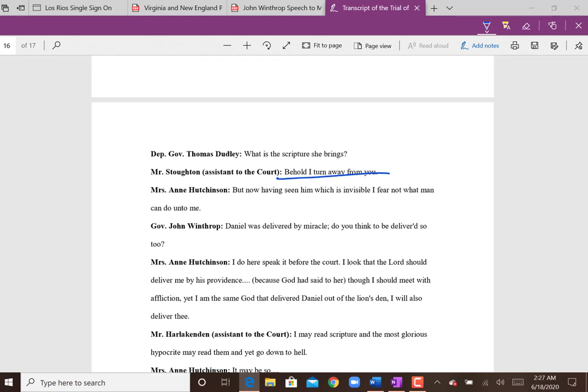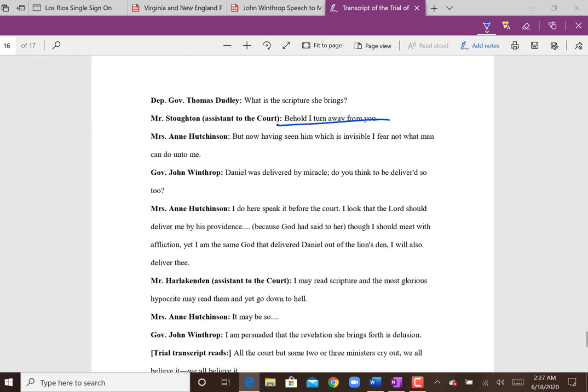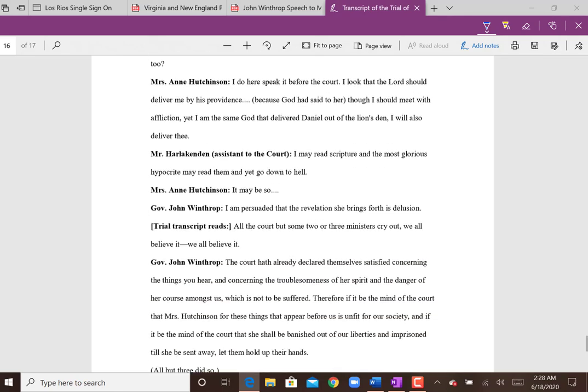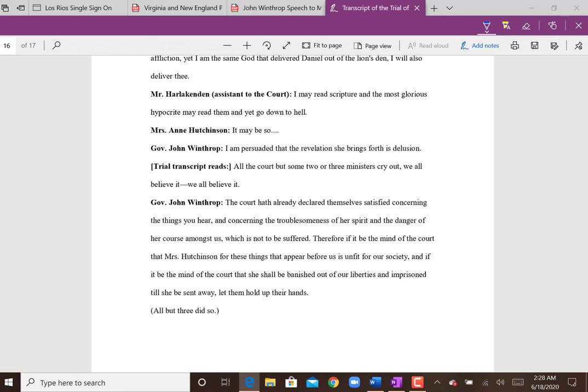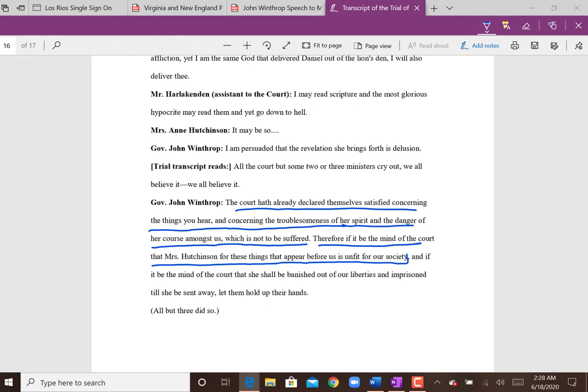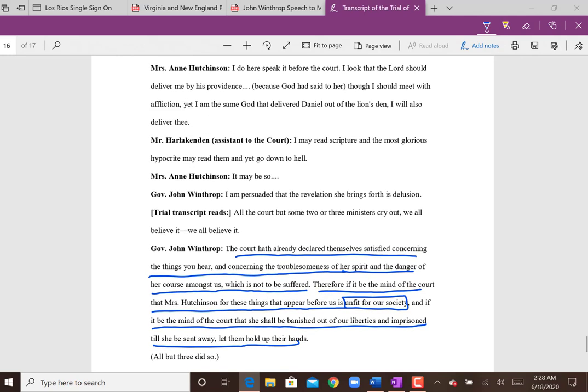So the court changes really quickly after she shares this. Here he says, let's see. It says all the court, but some two or three ministers cry out: the court have already declared themselves satisfied concerning the things you hear and concerning the troublesomeness of her spirit and the danger of her course amongst us, which is not to be suffered. Therefore, it be the mind of the court that Mrs. Hutchinson, for these things that appear before us, is unfit for our society. And if it be the mind of the court that she shall be banished out of our liberties and imprisoned till she be sent away, let them hold up their hands. All but three did so.